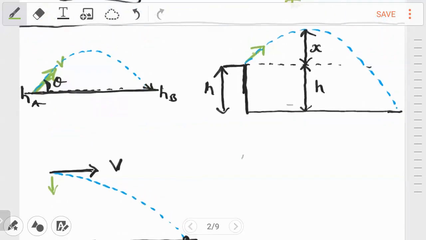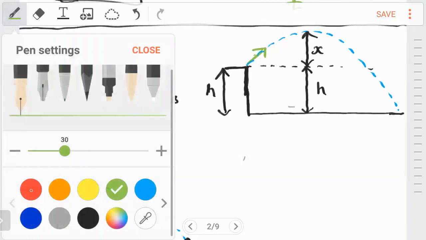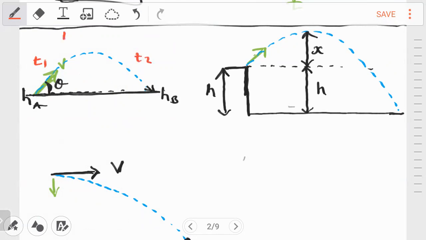For the first one, it's that same situation we described earlier on. To get the time, you notice that you have time for going up, t1, and time for coming down, t2. But because it falls to the same level, the time for going up, t1, will be the same as the time for coming down, t2, because you have the same acceleration and it's going up to the same height as it has to come down. So the time for going up is the same as the time for coming down. So if you get the time for going up in the first calculation, you don't have to calculate the time for coming down.